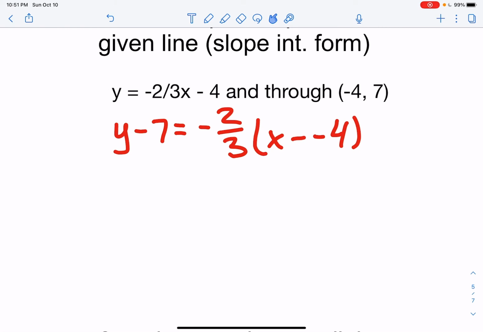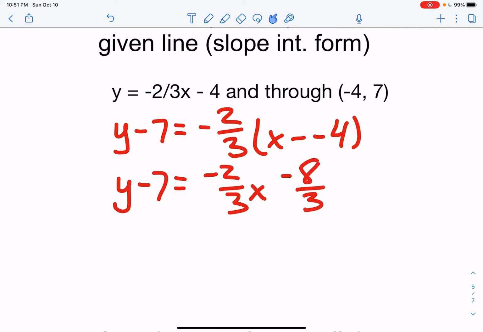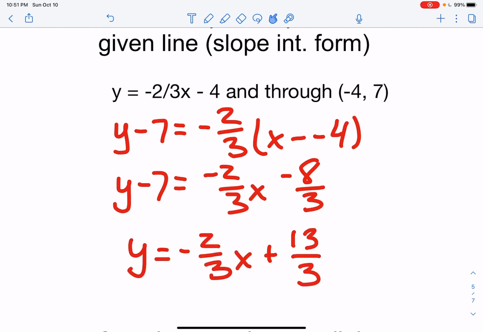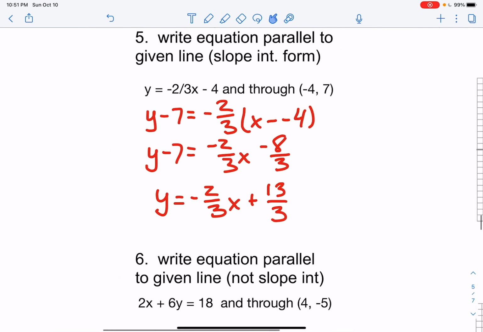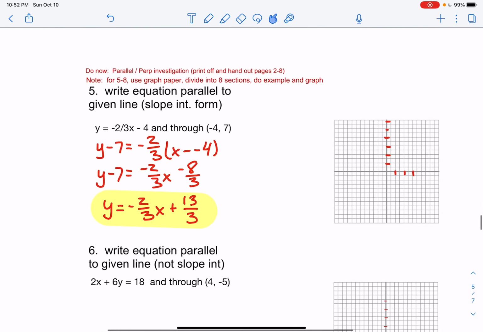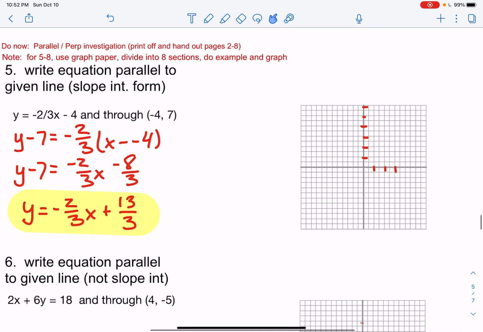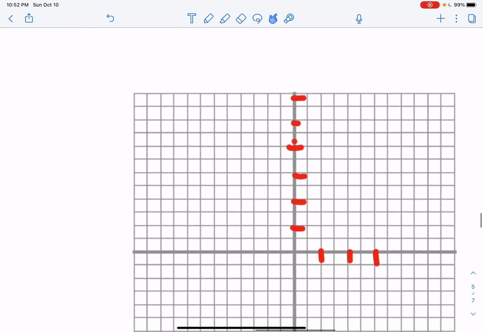y minus 7 equals my slope -2/3, x minus -4. Simplify that. And there we go. Now, my y-intercept I left as an improper fraction. You can turn that into a decimal if you wish. That'd be 4 1/3. And so when I graph that, remember whenever we graph, we always start with our y-intercept. So my y-intercept is going to be at the point 4 1/3, right around there.